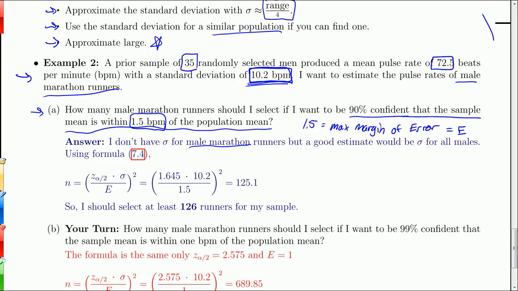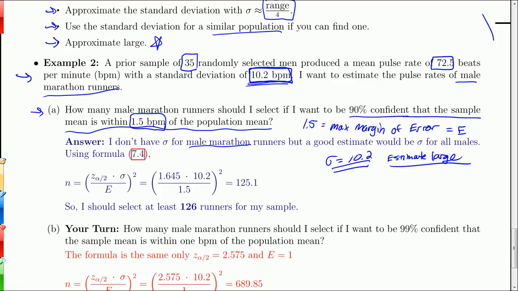And in fact, it's probably smaller because it's sort of a tighter group. It's a subset of my population of all men. So I'm willing to bet that the actual population standard deviation for marathon runners is less than 10.2. But I'm going to use 10.2 even though it's too big, because estimating too big is all right. We want to estimate large on the population standard deviation.